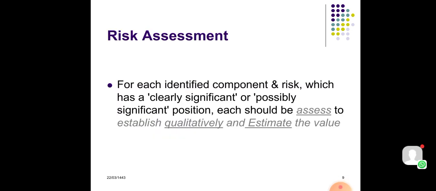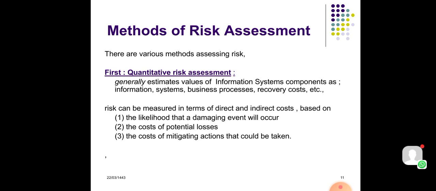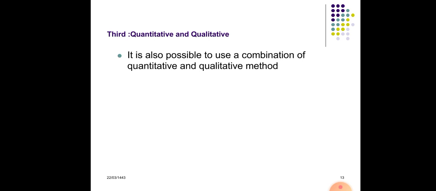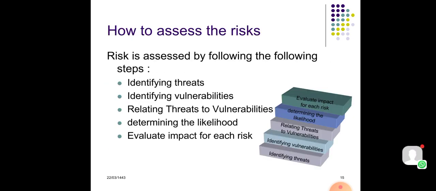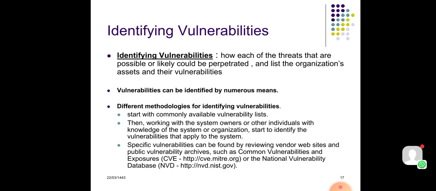Then we went through risk assessment: what risk assessment is, assigning the risk, and the risk assessment definitions. Then the various methods of risk assessment: quantitative, qualitative, and a combination of qualitative and quantitative. Then the steps of how to assess the risk. We also went through the diagram that shows how to identify the risk, and then identifying vulnerabilities, how we identify them.